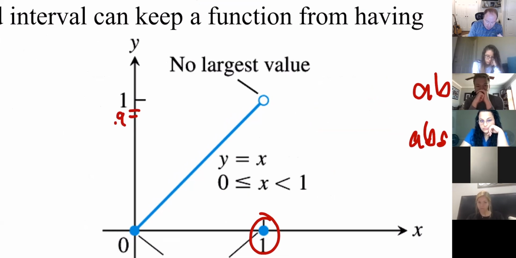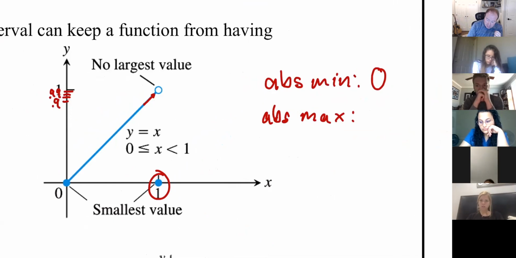Well, you can get closer. You can go 0.99. You could get even closer and closer and closer, but you'll never actually be able to get to 1 because of the open dot. So you're tempted to say it's 0.9, but the thing is, you can get closer and closer, and you'll always be able to get a little bit closer. So this is the scenario where there is no absolute max.